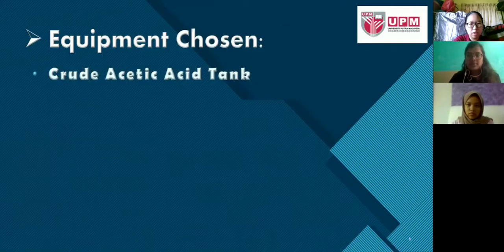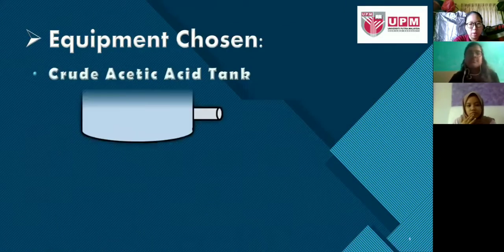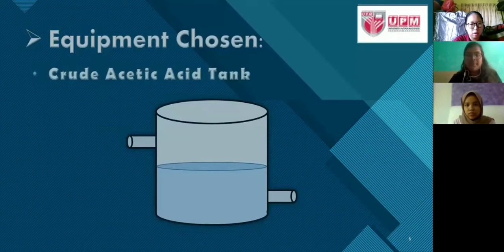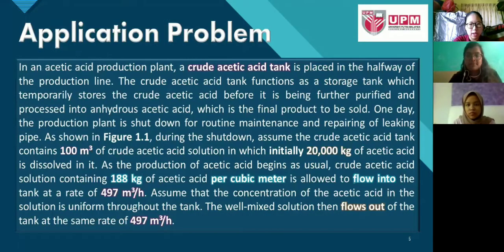Our group has decided to choose the crude acetic acid tank as our design problem equipment. The application problem we designed is in an acetic acid production plant, where a crude acetic acid tank is placed halfway along the production line. The crude acetic acid tank functions as a storage tank which temporarily stores the crude acetic acid before it is further purified and processed into anhydrous acetic acid, which is the final product to be sold.